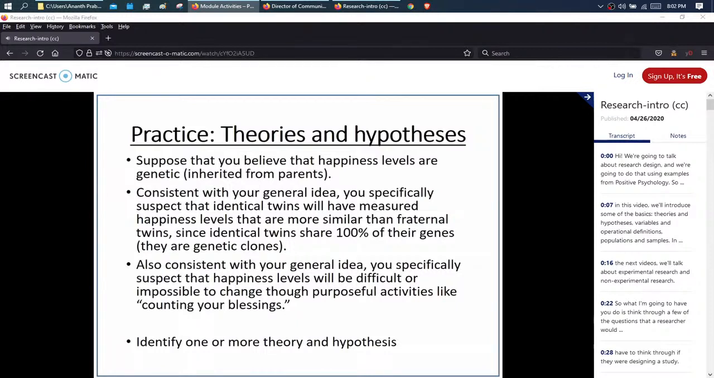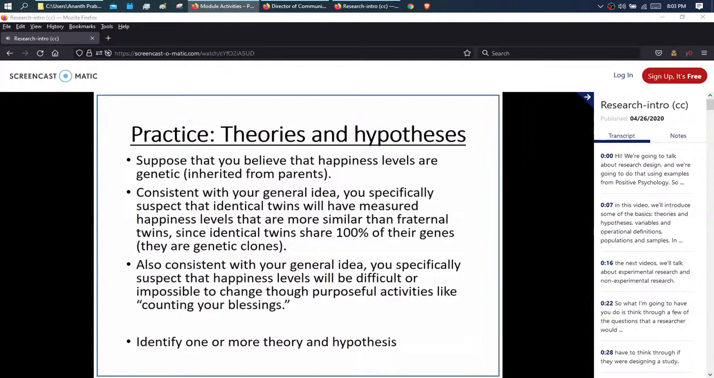Okay? Also consistent with your general idea, you specifically suspect that happiness levels will be difficult or impossible to change through purposeful activities like counting your blessings or doing random acts of kindness or doing meditation or any other intentional activity. Because again, if you believe that happiness is genetic, then it should be really difficult to change through any particular activity. So when you look at these 3 bullet points, which one do you think is a theory?